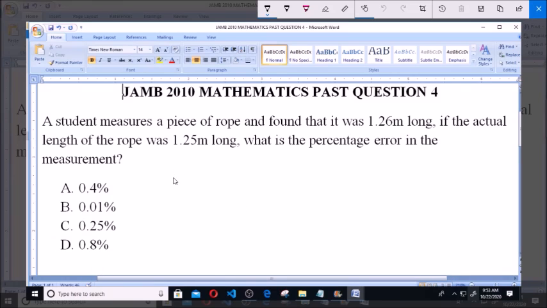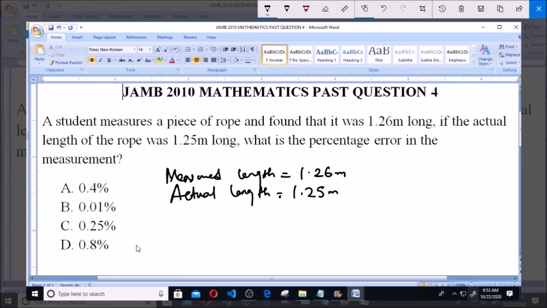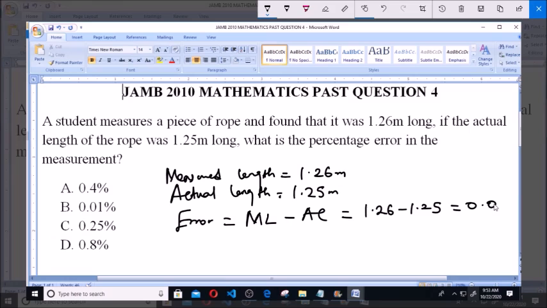Now he actually measured this rope, that is, let's say the measured length now. The measured length is equals to 1.26 meter, but then the actual length of this rope is equals to what? 1.25 meter. Now we can now say error will be equals to what? Measured length minus the actual length, and that is equals to 1.26 minus 1.25. So the error here in the measurement is equals to what? 0.01 meters.